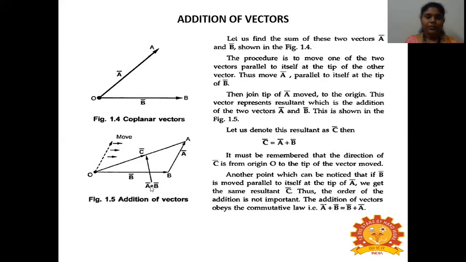Another point which we notice is that if vector B is moved parallel to itself to the tip of A, then we will get the same resultant vector C. So there will not be any change in the resultant if we change the order. If we add the two vectors, A plus B will give the same resultant, and B plus A will also give the same resultant.